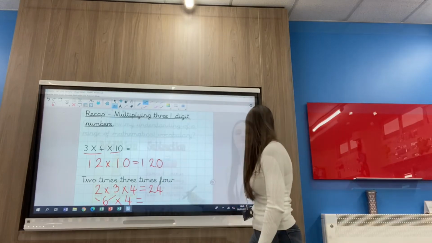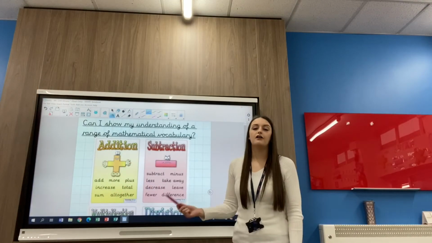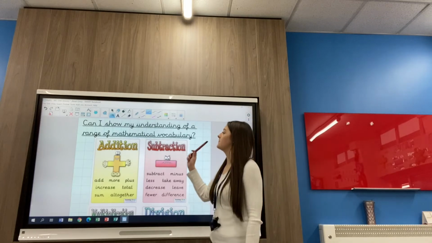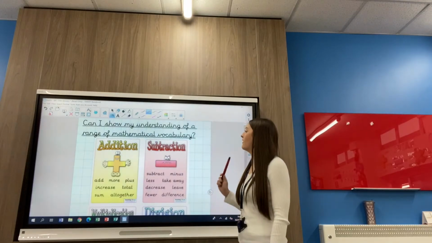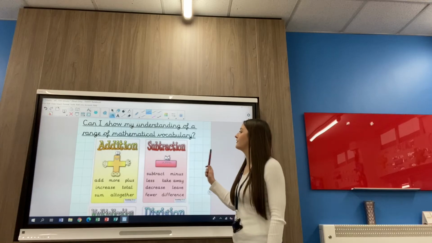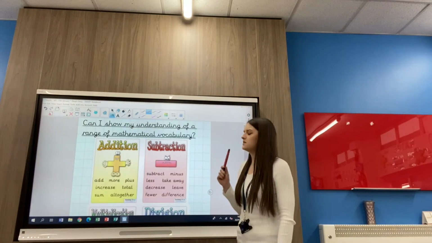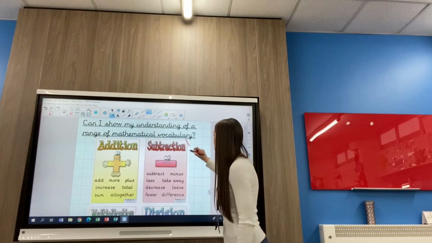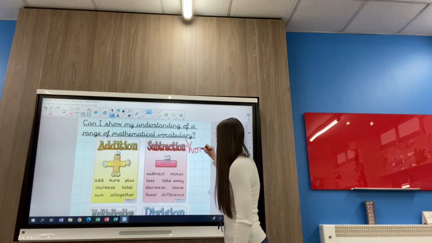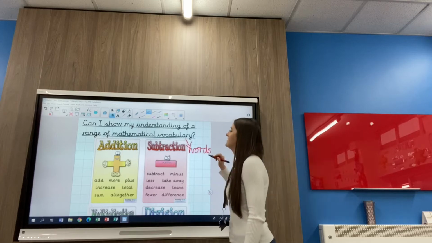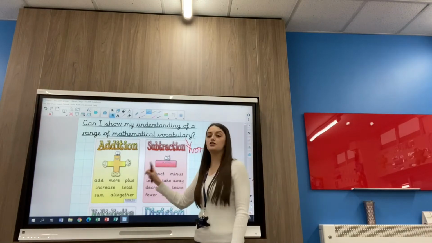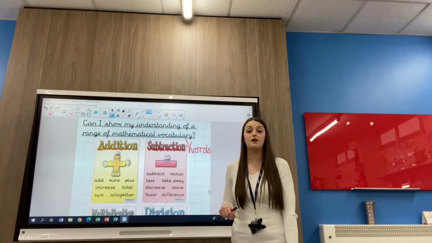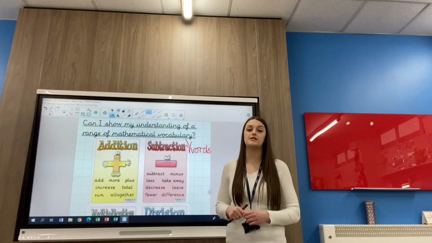Okay. So let's have a look at our learning question for today. Today you're going to be showing your understanding of a range of mathematical vocabulary. Now that's quite a big learning question, but we know that vocabulary just means words. So what we're going to be doing today is showing our understanding and using these mathematical words to help us solve our problems in our integer and tough challenge section.